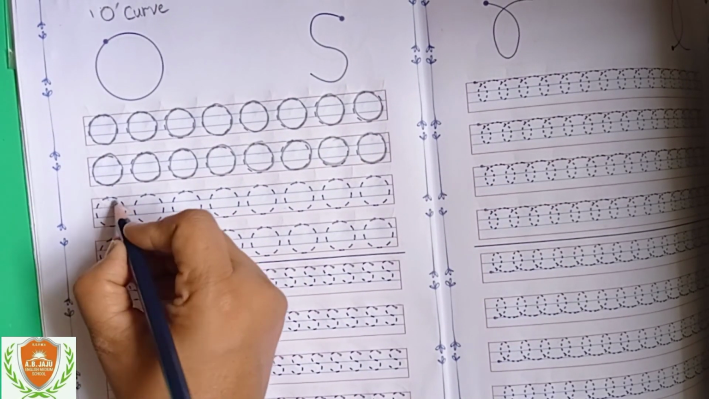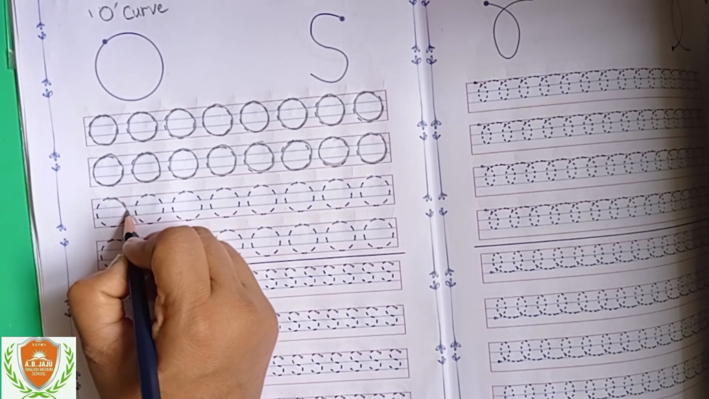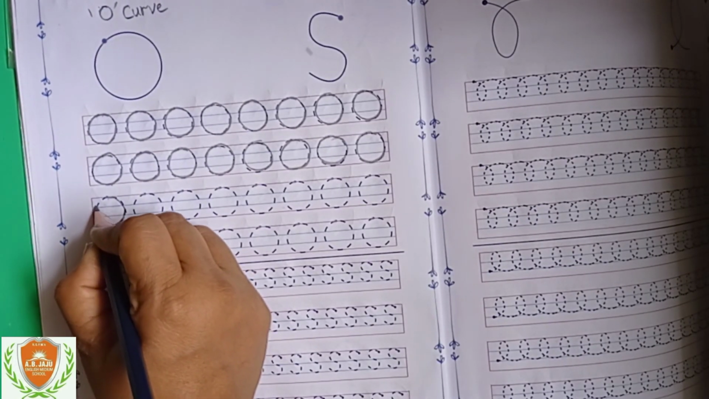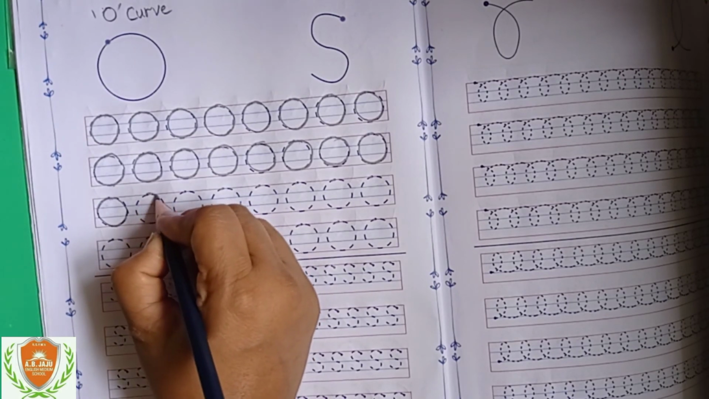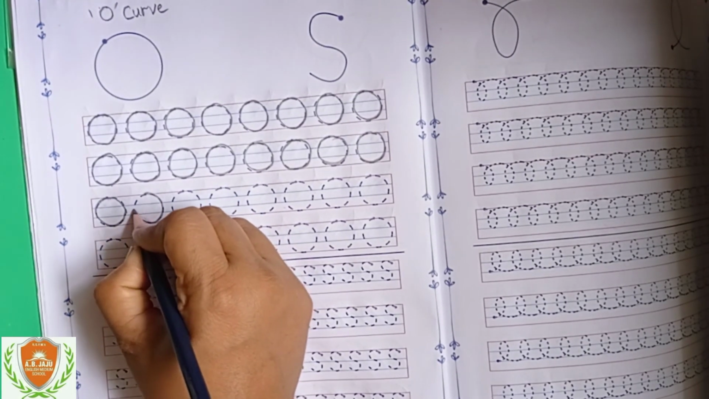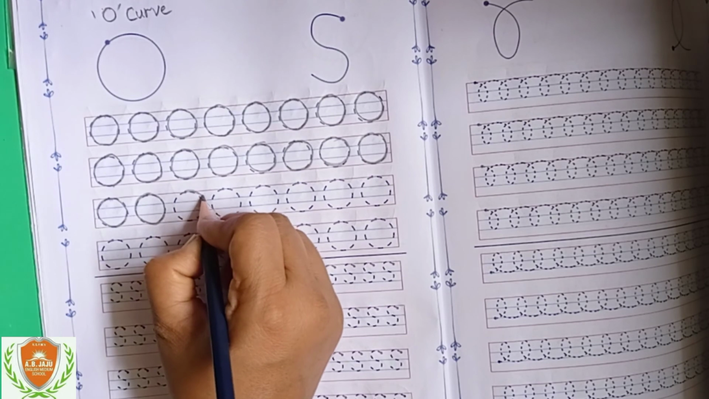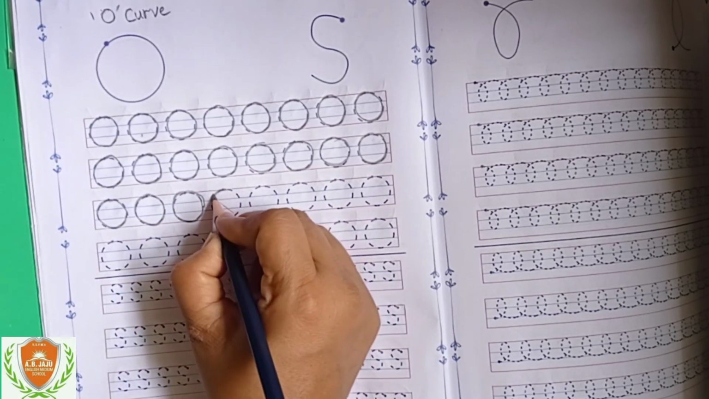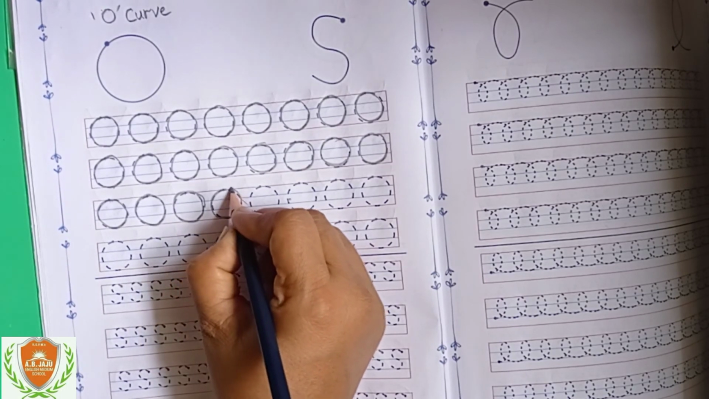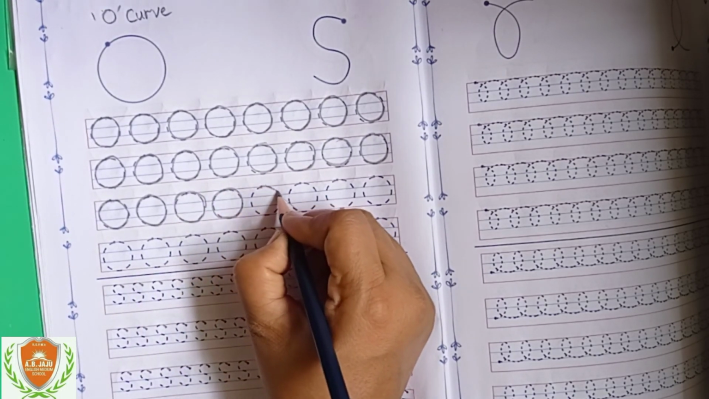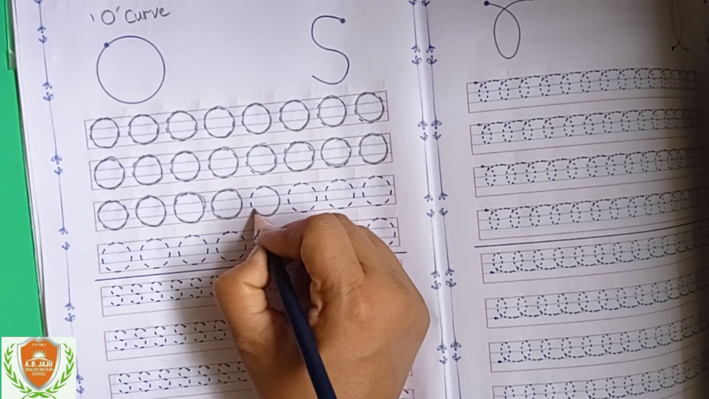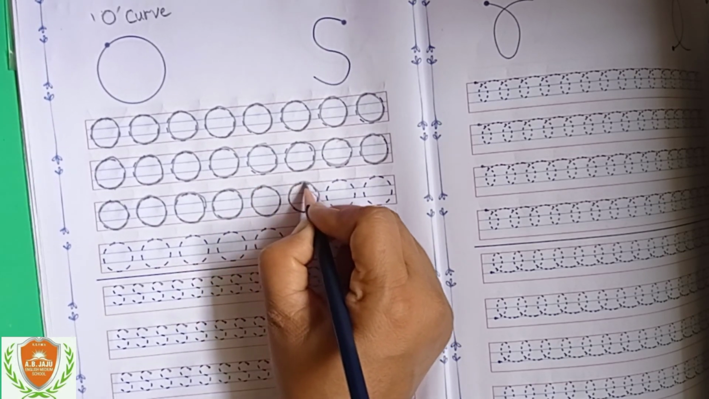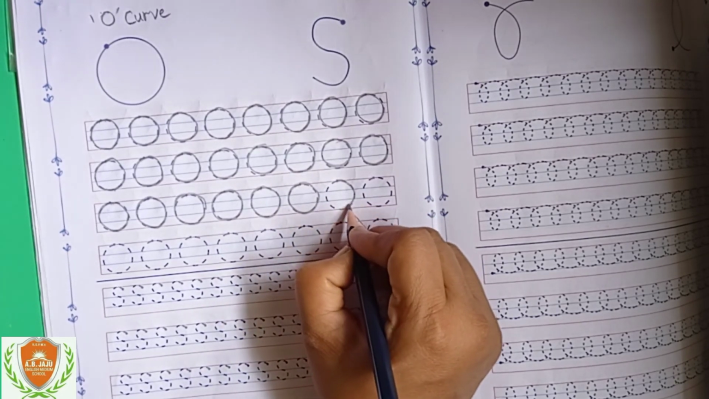You can also do it like this. First make a right curve and again make a left curve. This also makes a circle. And if you want, make a left curve first, then a right curve, or make a right curve first and then a left curve, and join. So this is the circle curve.